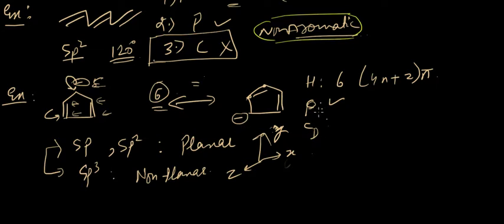Okay, so is it planar? Yes, it is planar. Is it cyclic? Yes, obviously it is cyclic. Is it delocalized? Yes, because the pi bonds are circulated among all the carbon atoms of this organic compound, hence it is aromatic.